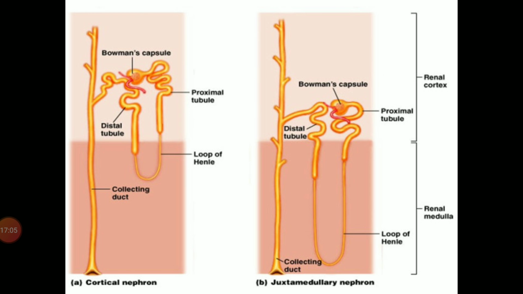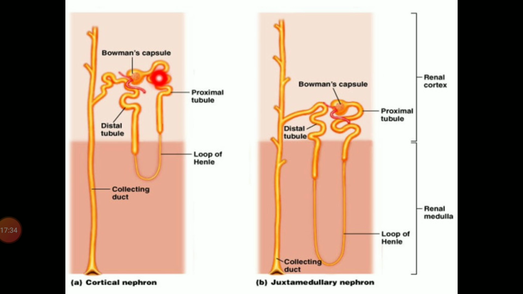Remember the differentiating features between the cortical and juxtamedullary nephron, it is very important from the examination point of view. Here the first diagram is the cortical nephron, and the second one is the juxtamedullary nephron. Juxta means near to, so juxtamedullary means near to the medulla. These nephrons lie near the medulla, so you call it the juxtamedullary nephron.